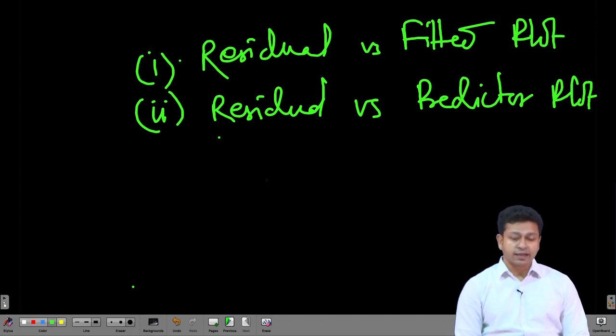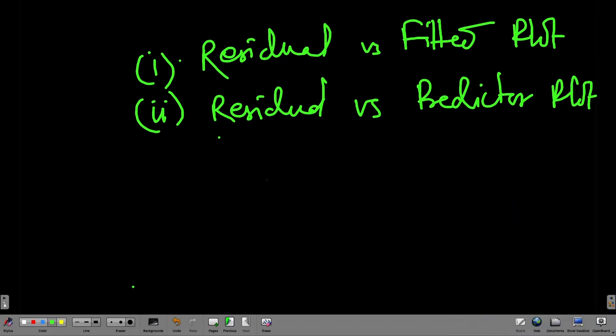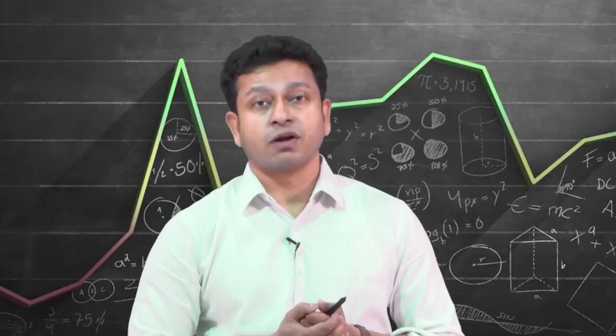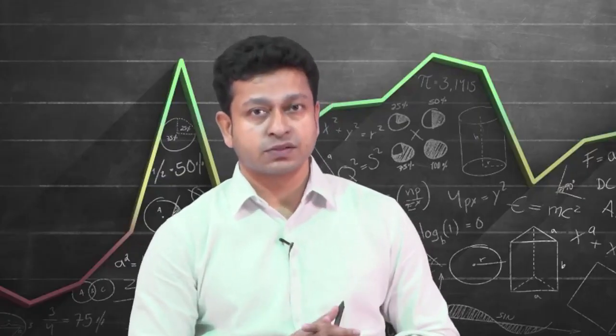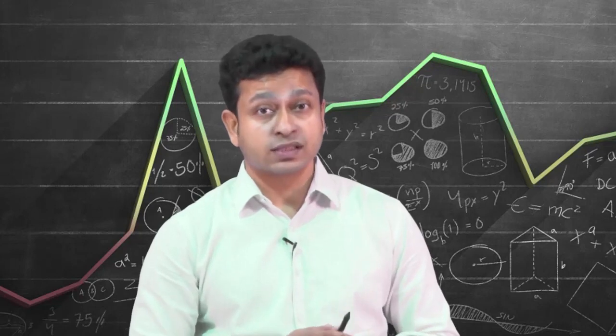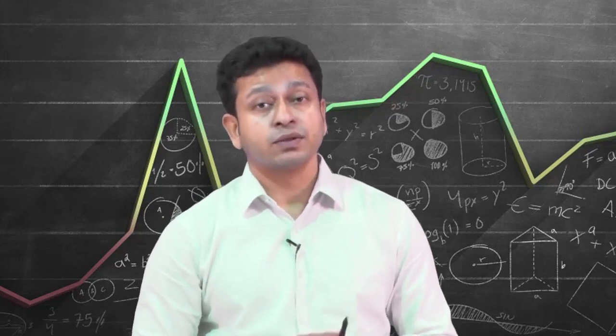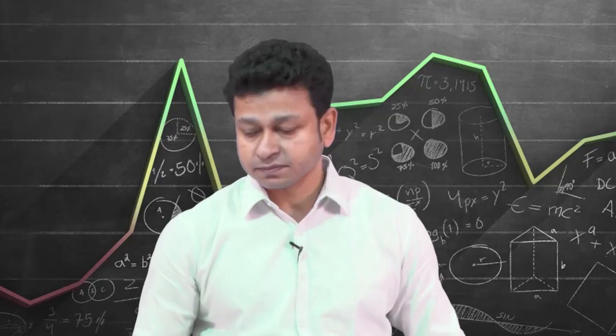With this, we'll end the lecture here, and in the next lecture, we are going to talk about why this heteroscedasticity is a problem. We have seen what heteroscedasticity is, we have seen how to understand it, but in the next lecture, we are going to talk about why it is a problem. Thank you.